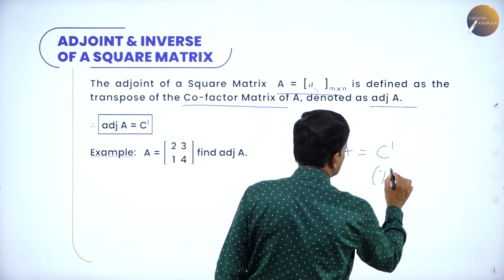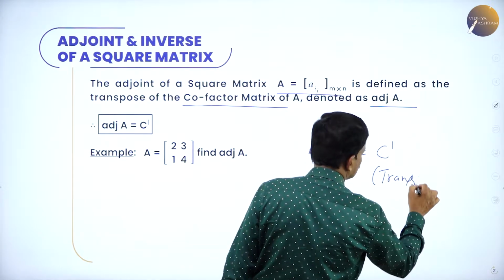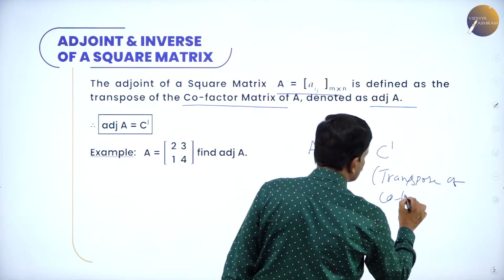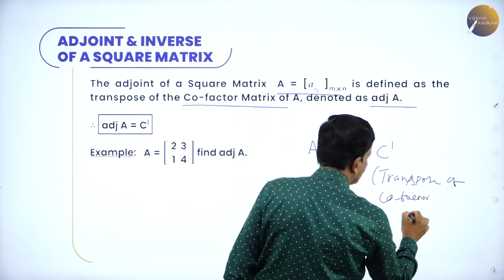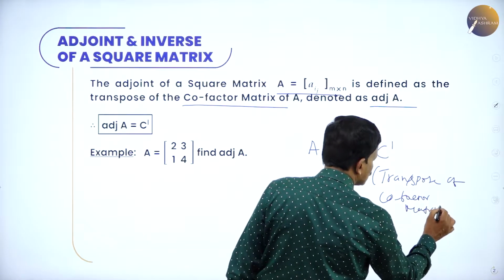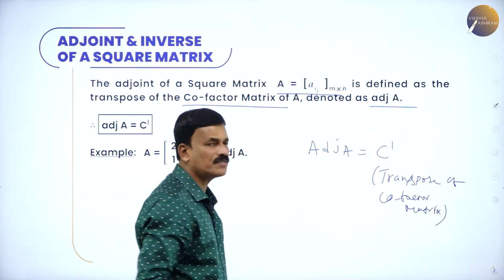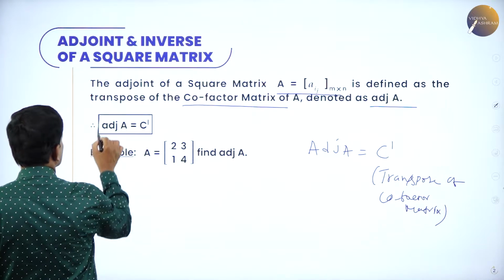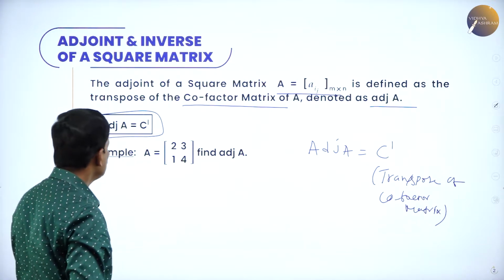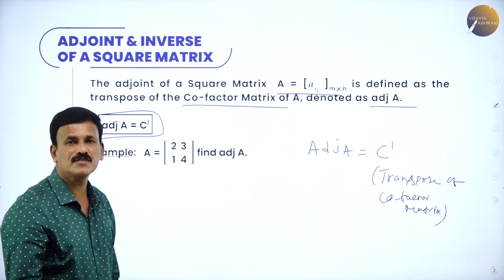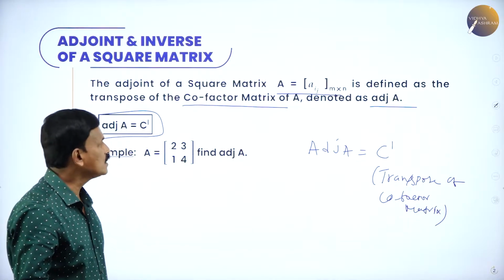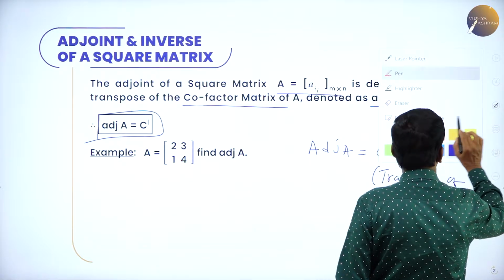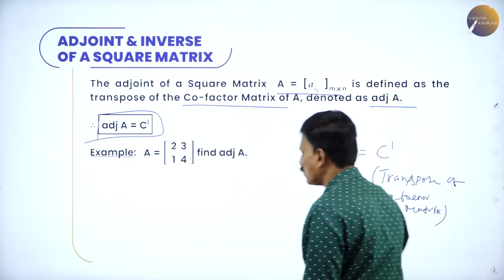C is nothing but the transpose of the cofactor matrix. The transpose of the cofactor matrix is called the adjoint. So, that is denoted as ADJ is equal to C dash. The adjoint is nothing but the transpose of the cofactor matrix.